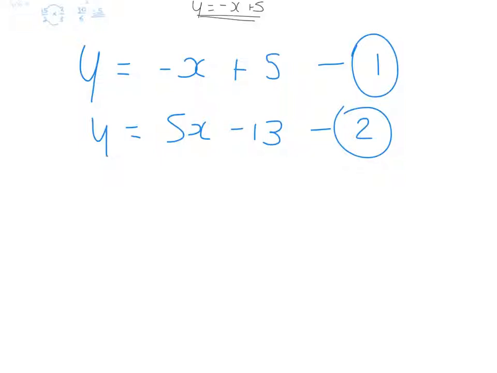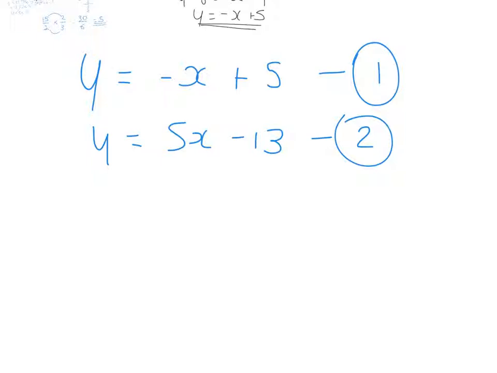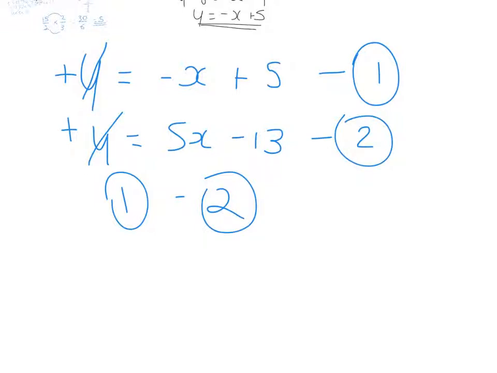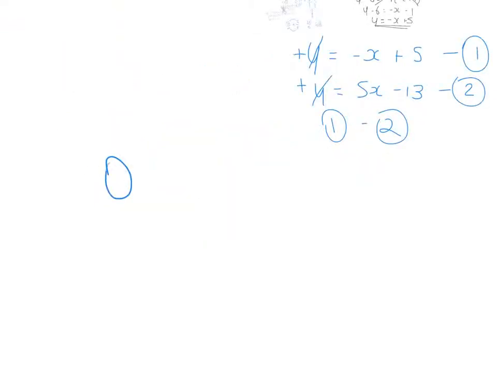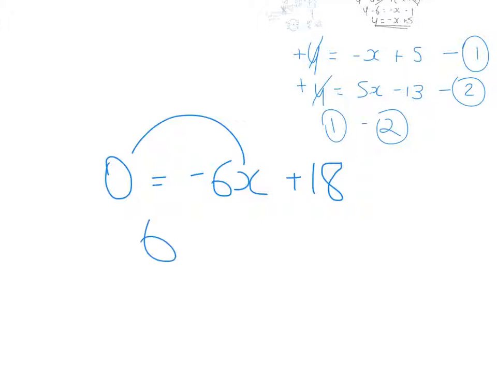I can get rid of the y's here, so we can see that the signs are both plus. So I'm going to do a subtraction, equation 1 take away equation 2. So y take away y will give me 0. -x minus 5x will give me -6x, and 5 minus -13, be careful, that's 5 plus 13. That'll give me 18. So move that over, 6x equals 18, x equals 18 over 6, and x equals 3.